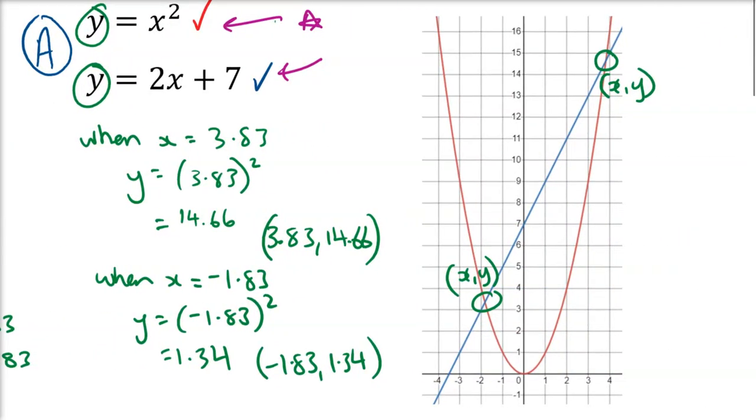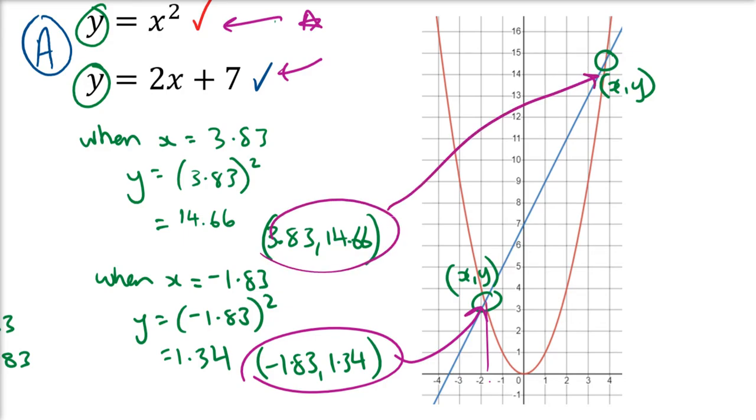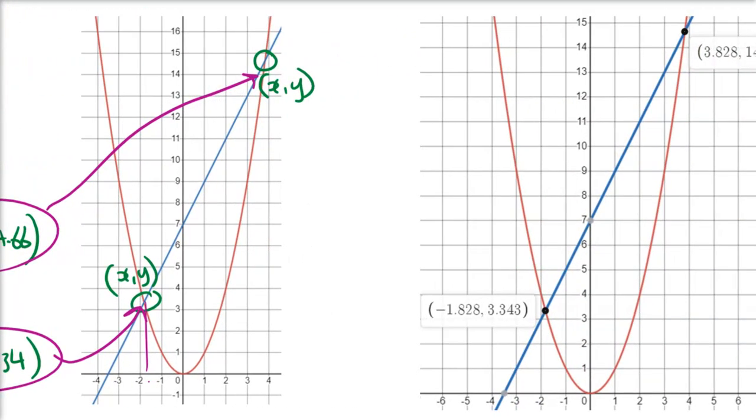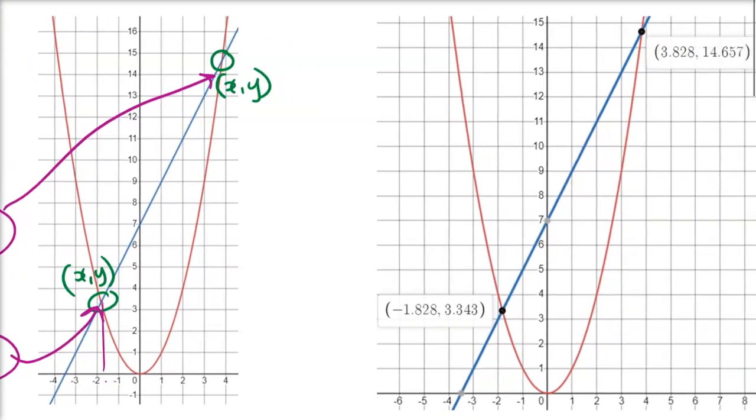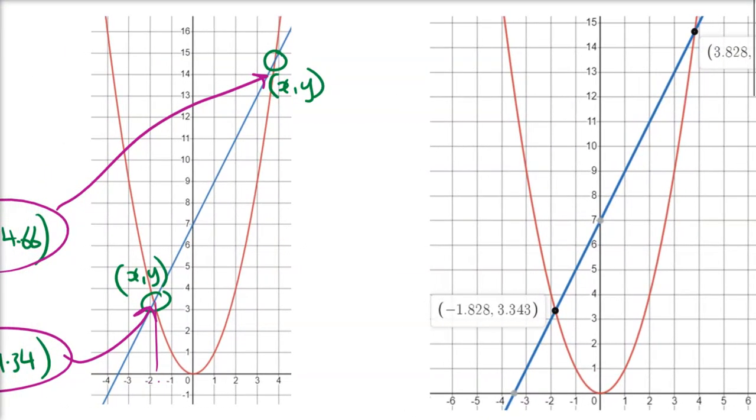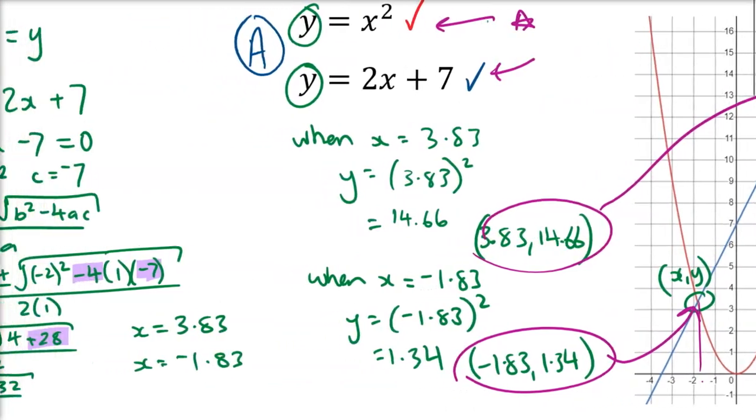So what we're saying now is that this point here must be that one there, because it's roughly -1.8, and that one there is that one there. So if we go along to Desmos, those were my answers. Those are what I got. So that's what we're doing today.